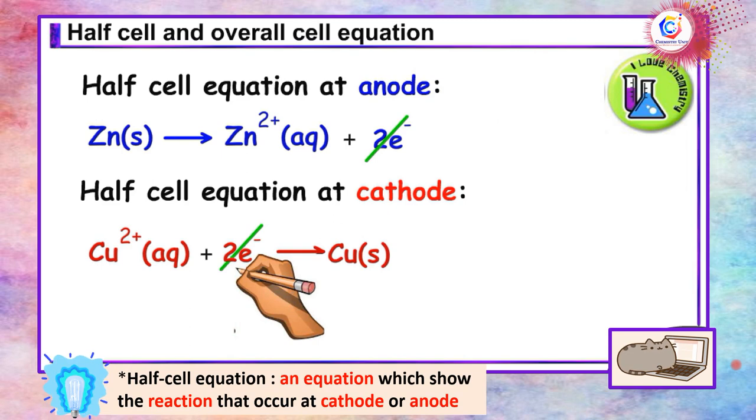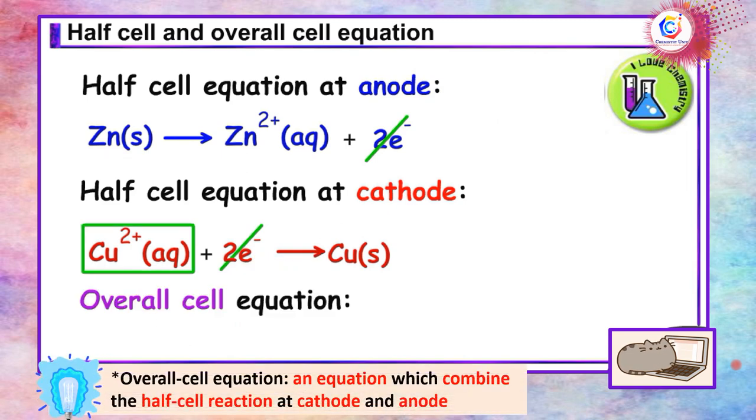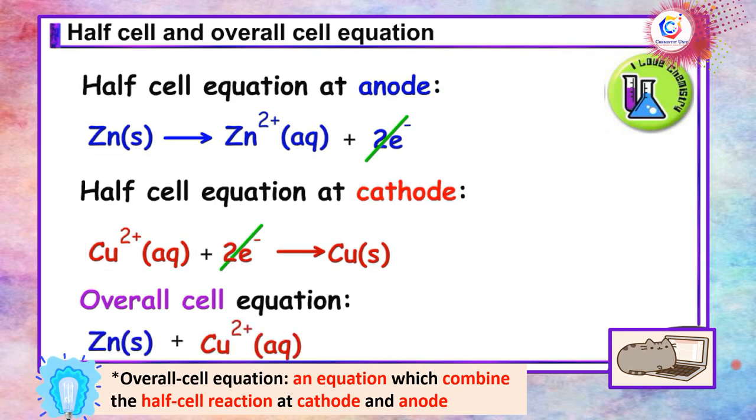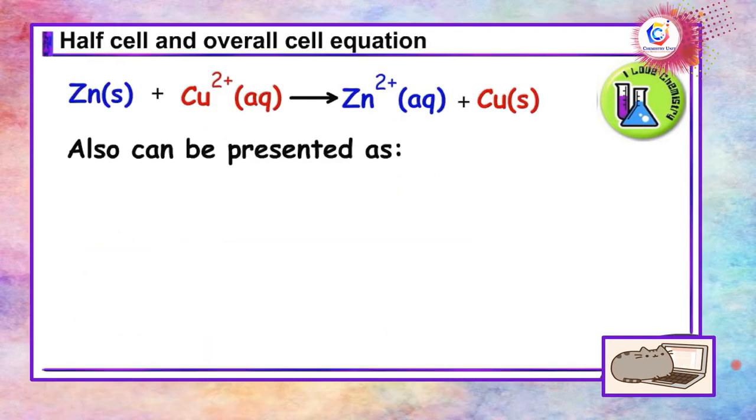the electrons. Both zinc atom and copper 2 plus ions are reactants. Hence, both species are written on the left side of the overall cell reaction. Copper atom and zinc 2 plus ions are the products. Both species are written on the right side of the overall equation. The overall equation also can be represented by cell notation.